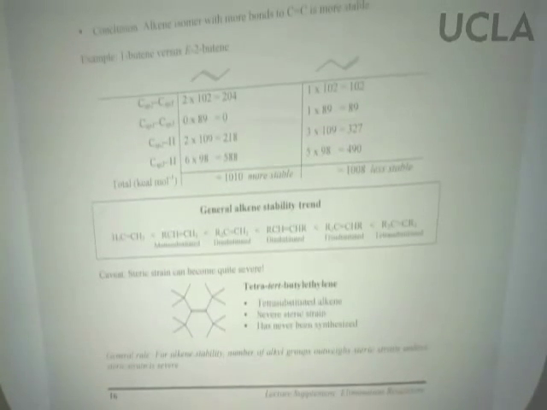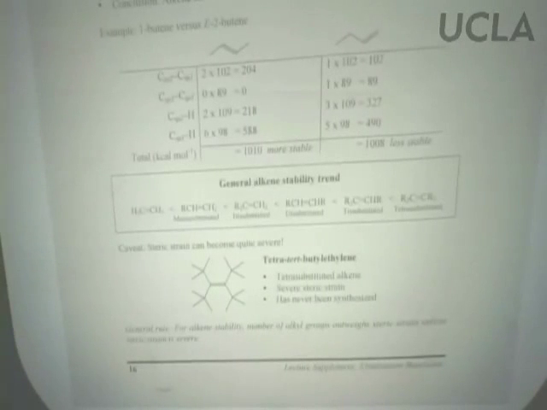And the answer is yes, but Mother Nature's preference is that the degree of substitution carries more weight than the strain, as long as the strain isn't really awful. So you can put 4 methyl groups on there, no problem. 4 ethyl groups, no problem. It's when the groups start getting really big that you get into a problem.